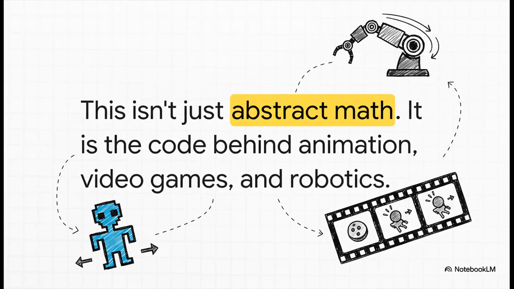And why should you care? Because this isn't just stuff for a math class. This is the secret code running underneath so much of our modern world. I mean, think about it. Animators use these transformations to bring characters to life. Video game engines use them to move your character through these huge digital worlds. And robotic arms use them to perform incredibly precise tasks in factories.